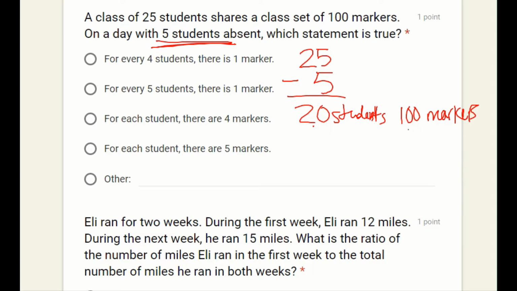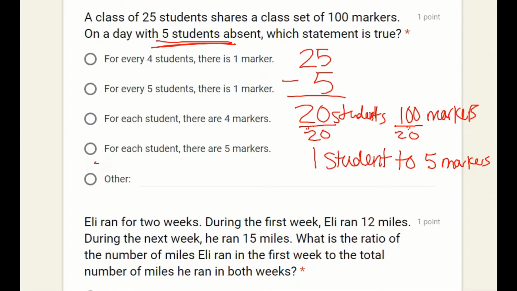So what I'm going to do is find the greatest common factor of 20 and 100, which is 20. So I'm going to divide this part of the ratio by 20 and divide this part of the ratio by 20. 20 divided by 20 is 1 student. To 100 divided by 20 is 5 markers. So I have 1 student for 5 markers. So if I want to use ratio language, it would be for each student there are 5 markers, or for every student there are 5 markers. So for each student there are 5 markers.